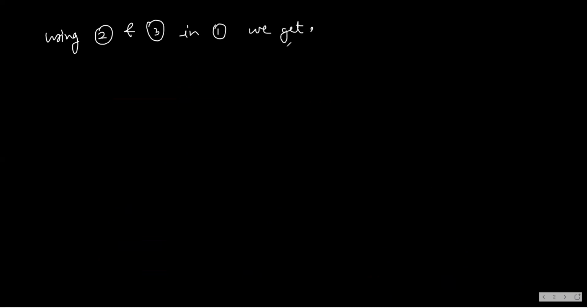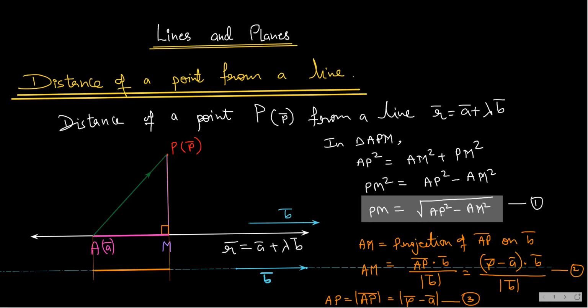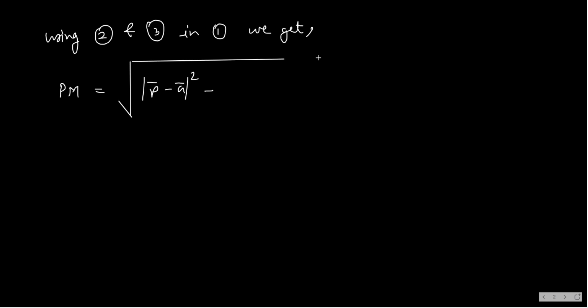So what you will get? That PM, which was the perpendicular distance of a point from the line, is square root of AP square. What was AP square? AP square is P bar minus A bar, that is AP bar modulus square, minus AM square. What was AM? You remember how you had defined it? AM was projection of AP bar on B bar. So it is P bar minus A bar dot B bar upon mod of B bar, and square.